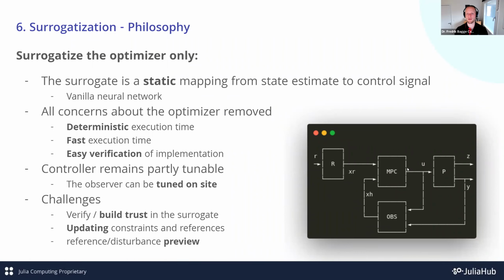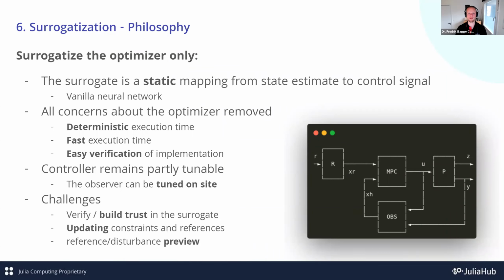So if we were to replace that box, the MPC controller, with a surrogate, then the overall controller is still a dynamical system, but all the dynamics are in the observer. And the MPC box, the surrogate box, is just a mapping from references x_r and state estimates x-hat to the control output u. So that allows us to use a standard machine learning model, for instance, a neural network.